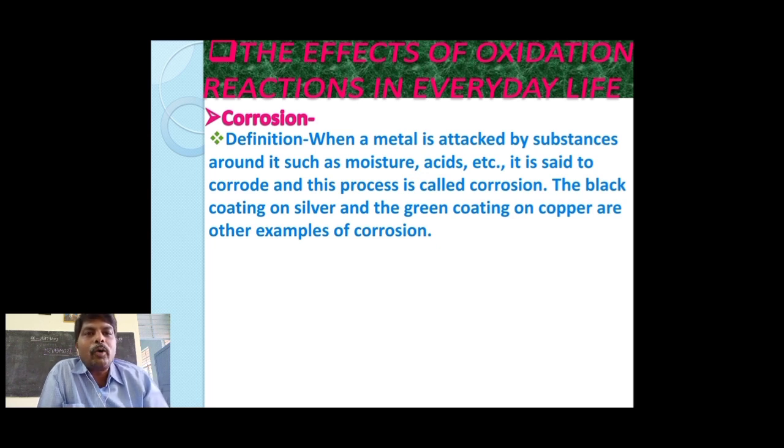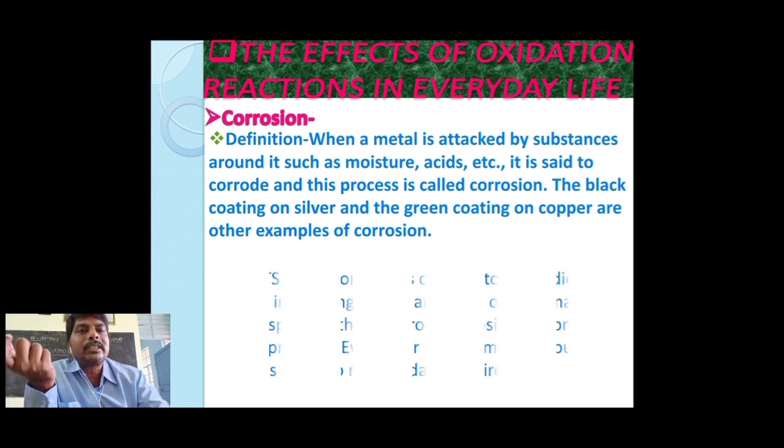The black coating on silver and the green coating on copper are other examples of corrosion. You have to remember colors also. Silver, after corrosion, will change to black color. Copper, you know, color brown. After corrosion, it will become green. The green coating on copper, black color on silver, it indicates corrosion.